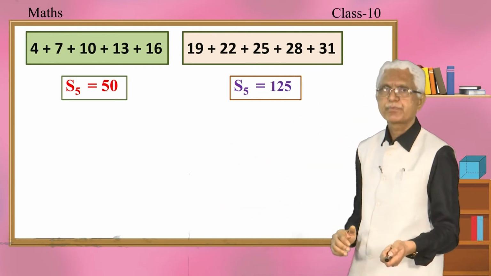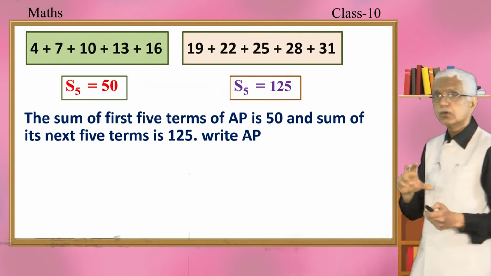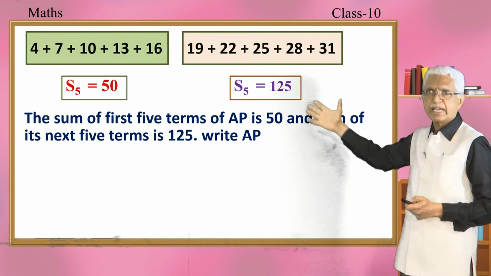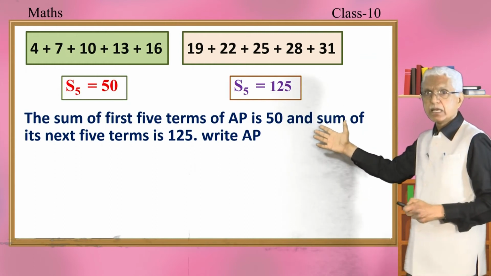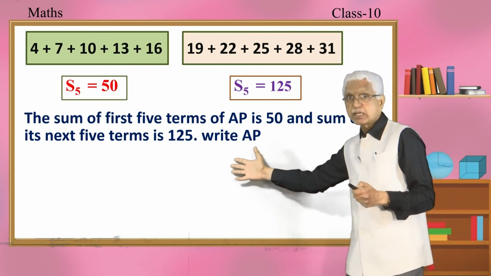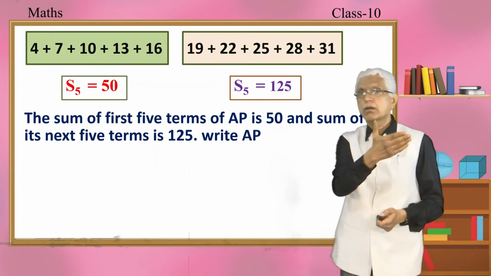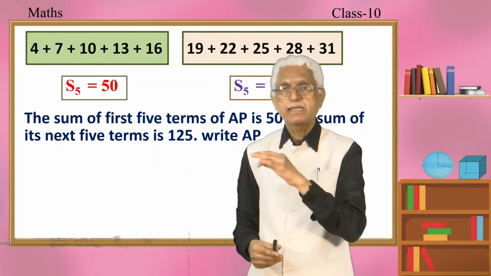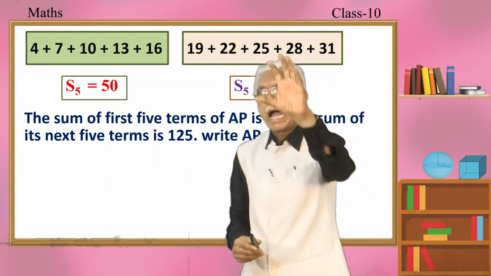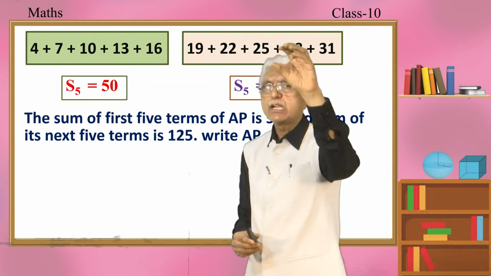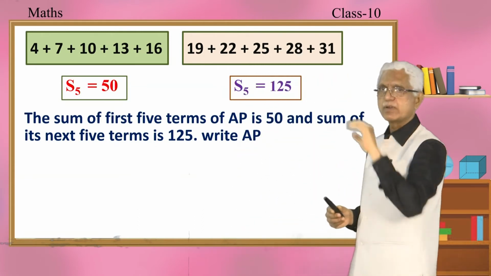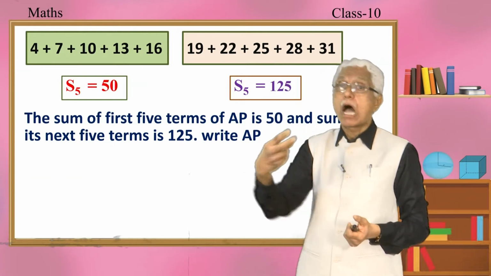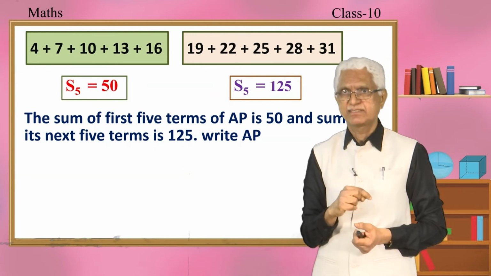Okay? Please watch. Now, we will construct a problem out of this. The sum of the first 5 terms of an AP is 50 and the sum of the next 5 terms is 125. Write the AP. You understood? You have to write the AP. This is the problem. I showed you the sum is 50 and the sum is 125. Now, having given you the sum, how will you find the AP is the question, correct?